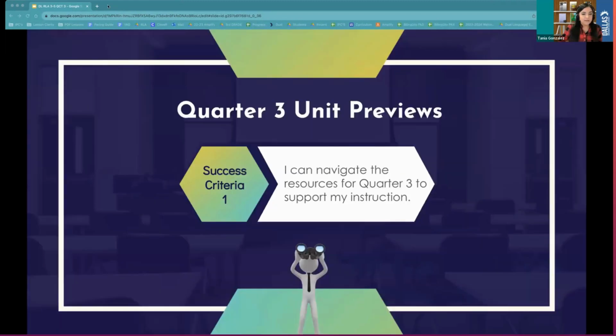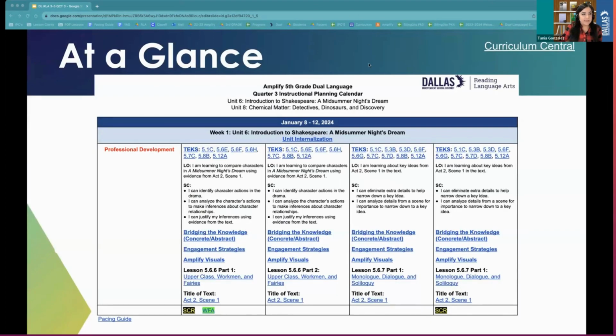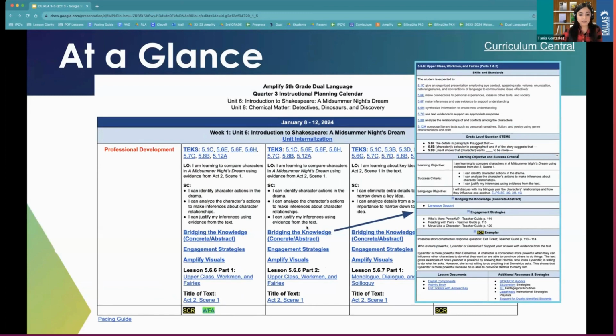Okay, to begin with, we have our success criteria number 1. I can navigate the resources for quarter 3 to support my instruction. So first we have our IPC at a glance. Remember that the IPC provides the weekly plan for the implementation of Amplify. Remember, you can access the lesson clarity document by clicking the Bridging the Knowledge link, or the engagement strategies.